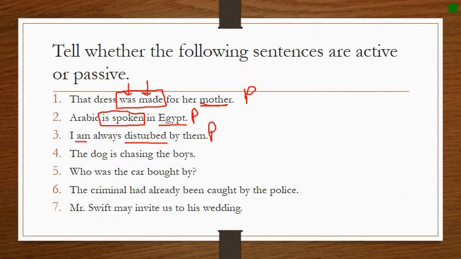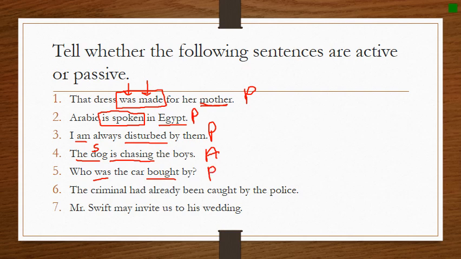The dog is chasing the boys. My subject is here. I'm talking about the dog, the fact that he's always chasing the boys. This is in the present continuous, active. There's no verb be plus past participle. Who was the car bought by? Was bought. Verb be plus past participle. Is there a subject here? No, there is no subject. So, of course, it's in the passive.